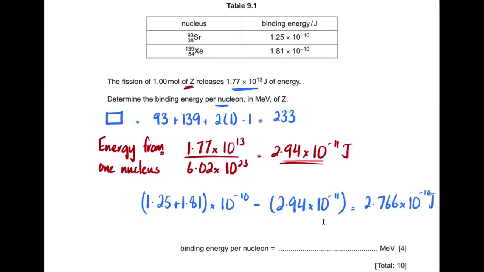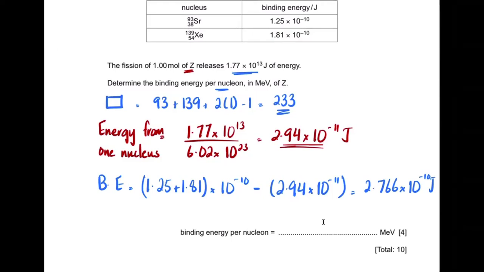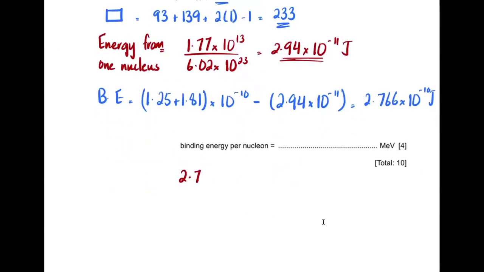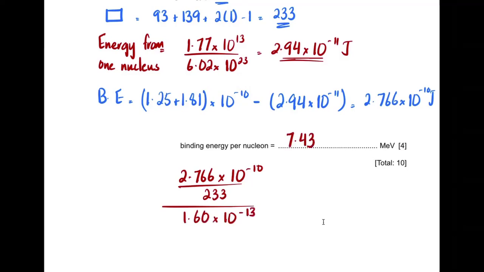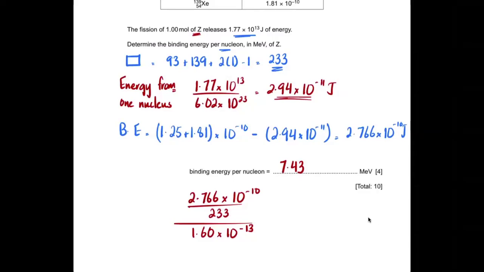Now this is the binding energy of Z, right? And now I'll just divide this by the nucleon number. So just divide this by 233, but the answer is needed in mega electron volts, right? So I would divide this by 233, and then convert this to mega electron volt. So 1 electron volt is 1.60 into 10 to the negative 19 joules, so there's also a 10 to the negative 13 additionally. So this would turn out to be 7.43 mega electron volt, and that's how this calculation goes.